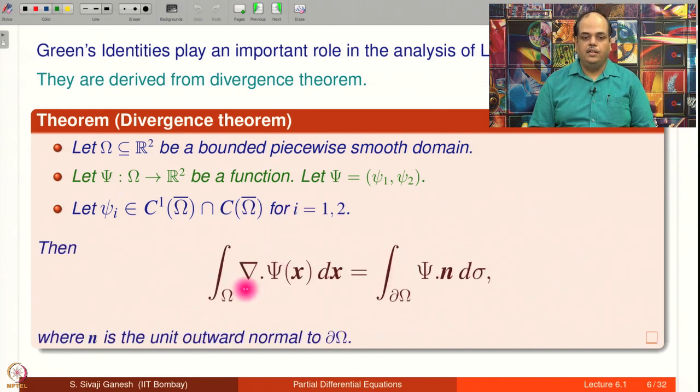Then we have this integral over the domain omega. On the right hand side, you have an integral on the boundary. So, this is the integral of divergence of psi dx equal to the integral over boundary of omega of psi dot n d sigma. What is n? n is a unit outward normal to boundary of omega. And what is d sigma? It is the surface measure which is coming to the boundary of omega from the usual measure on omega. So, in order that the right hand side is meaningful, we need to assume that domain is piecewise smooth domain. We will not elaborate further on this because you would have learned this already in a course on multivariable calculus.